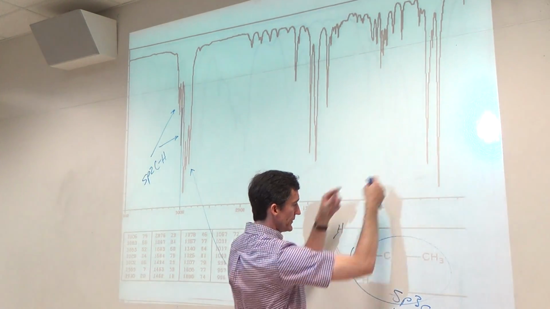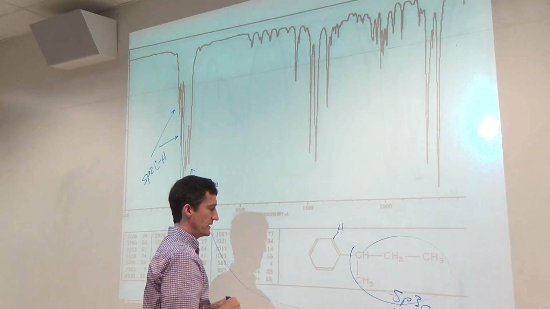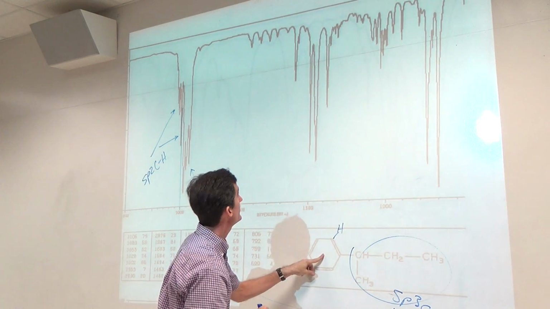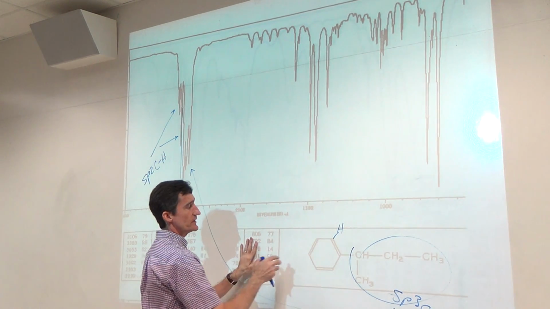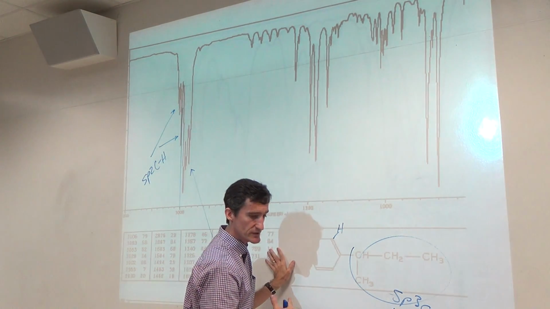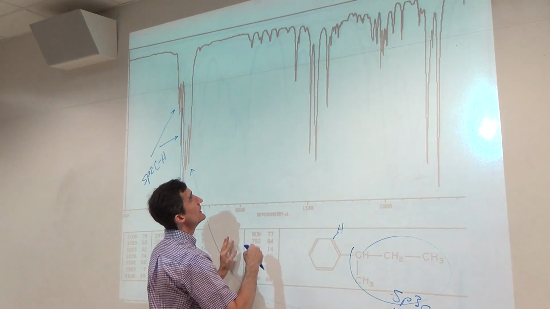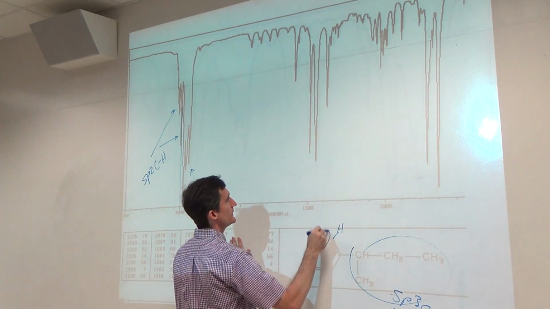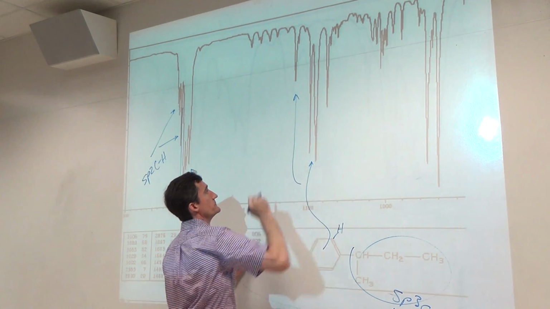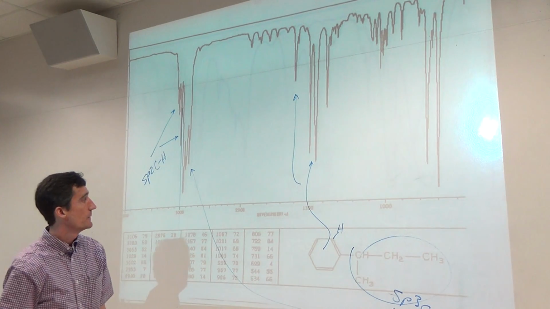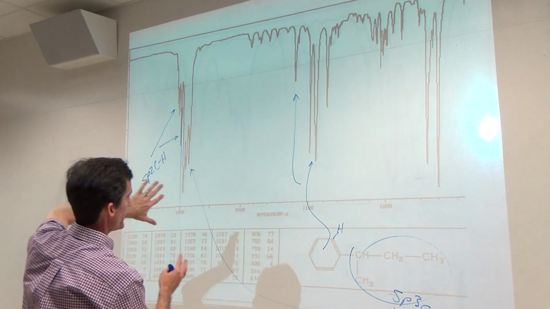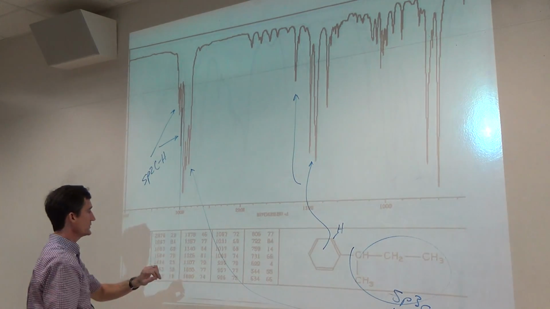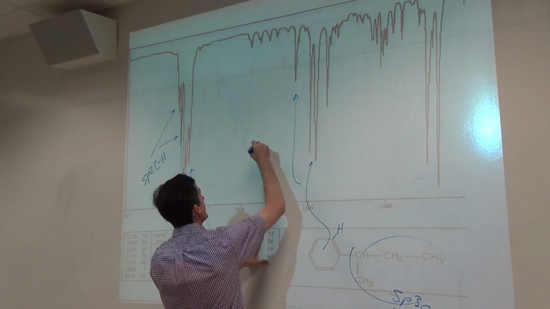CC single bond, fingerprint. Well, what about these double bonds? This is your aryl double bonds. If you look back at your table, it said probably about 1550, 1600, somewhere in there. Typically, this type of ring peaks kind of here and here. This peak is almost carbonyl. I mean, it's 16 something, 1603.